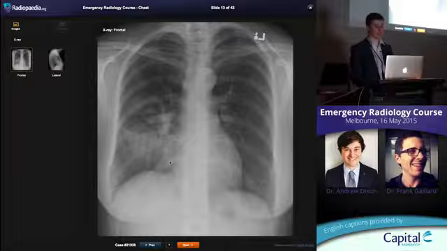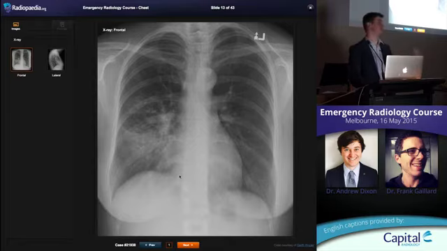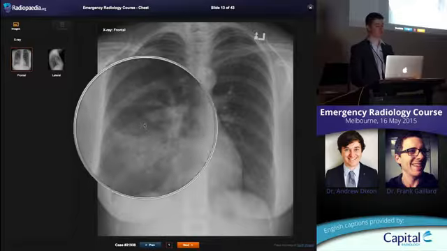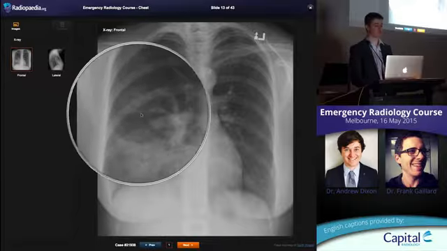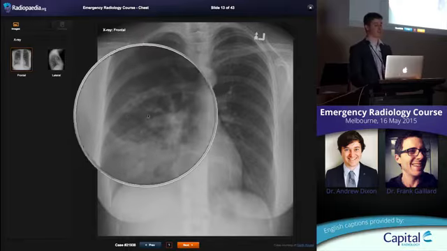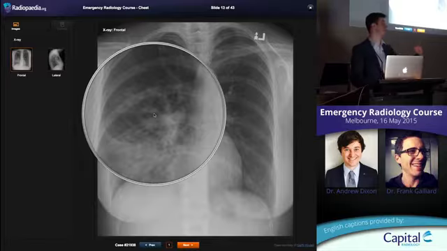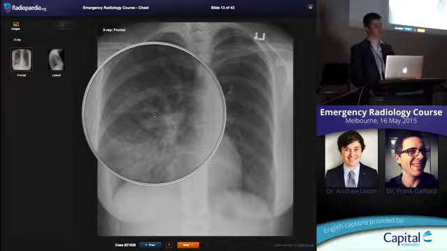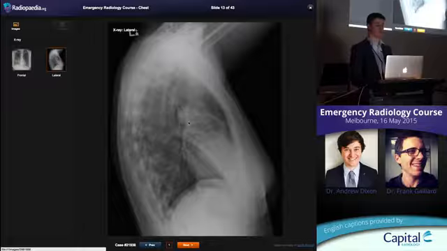The right heart border is completely lost. Can't see it, but I can still see the right hemidiaphragm. So therefore, this is consolidation within the right middle lobe, a right middle lobe pneumonia. In this patient, you can also see the horizontal fissure being outlined by some opacity above it. The thing that sits above the horizontal fissure is the anterior segment of the right upper lobe. So you can give this patient right middle lobe pneumonia and anterior segment of right upper lobe consolidation.